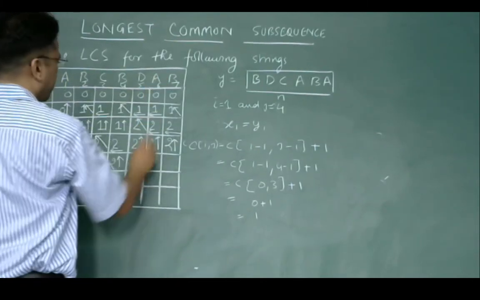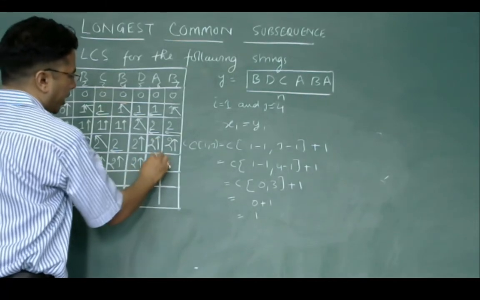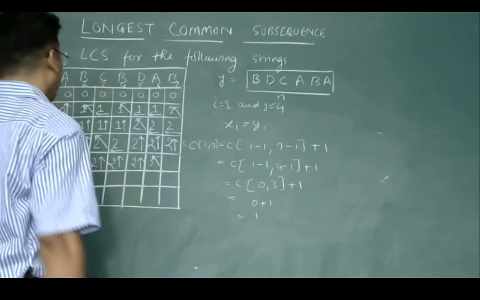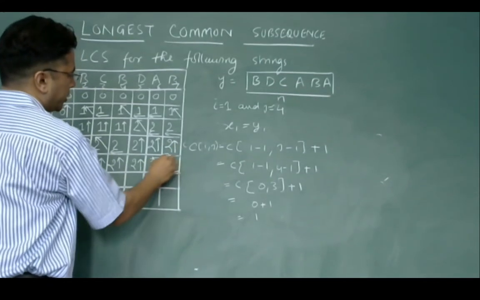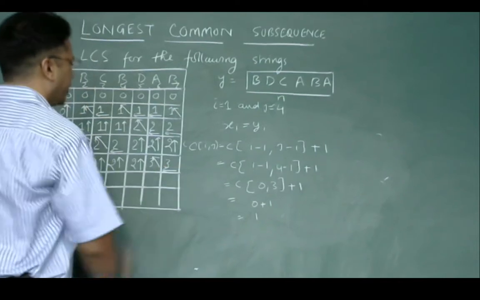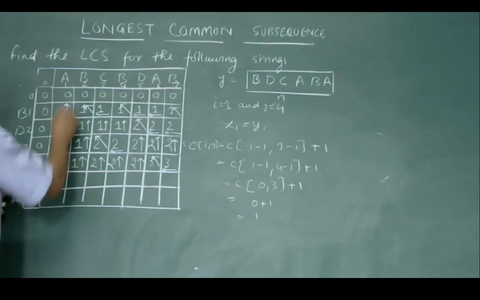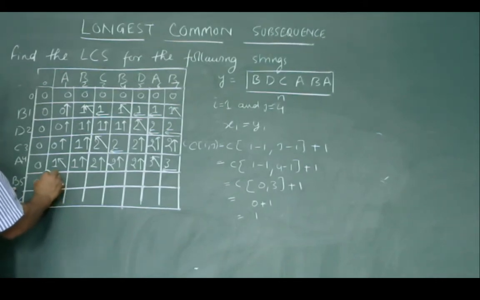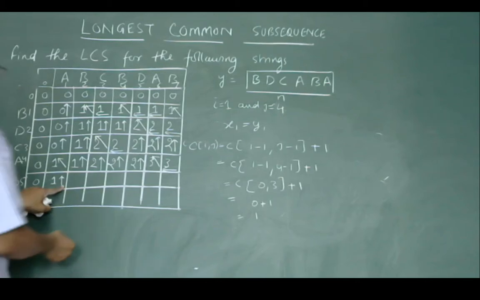Between A and A, there is a match, so add 1 to the diagonal value, 2 plus 1, 3, and arrow in the inclined direction. Similarly, A and B, no match, between 2 and 3, 3 is greater, so 3, and the arrow towards the greater value. Fifth row, B and A, no match, 1 is the greater one, an arrow in the upward direction.